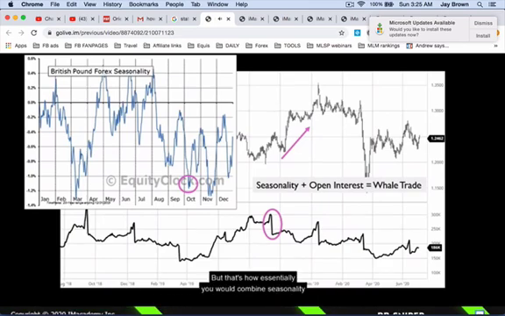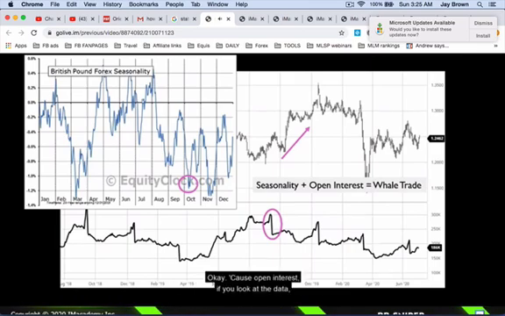But that's how essentially you would combine seasonality with open interest. But of course, price is always king. So typically, what I do is I look at price first, okay, because price is king, and then I'll take a look at the seasonality chart. Okay, what are we expecting? All right, if we're expecting that, can I get some fundamental data to help prove that that's what we're doing? Boom, open interest. Okay. Now, it's not going to be a next day or 2 days or 3 days later. You got to give it a little bit of time, okay?